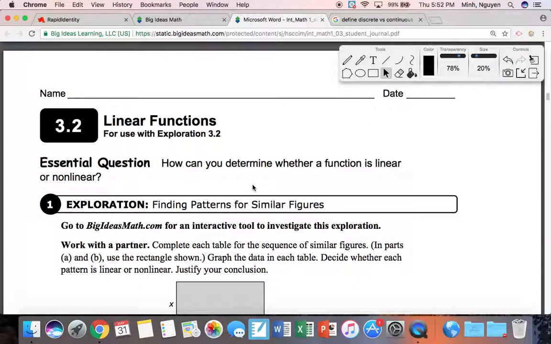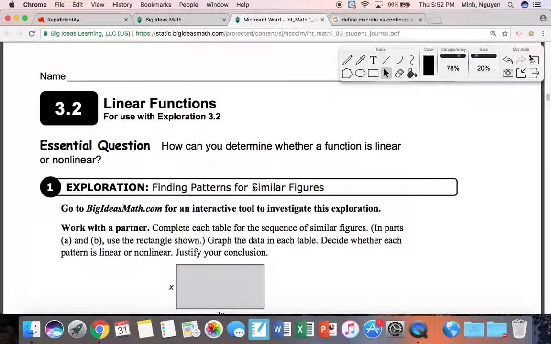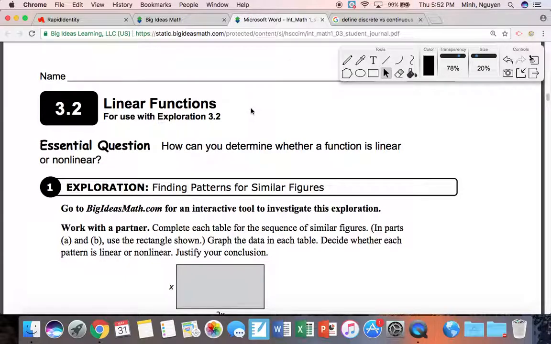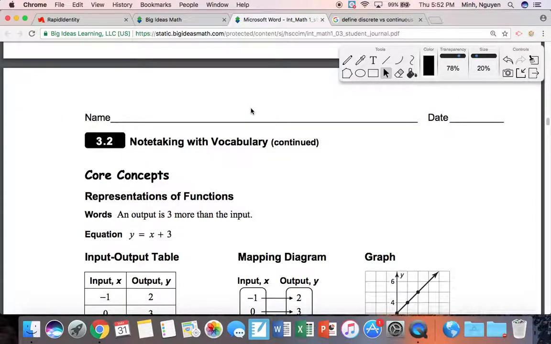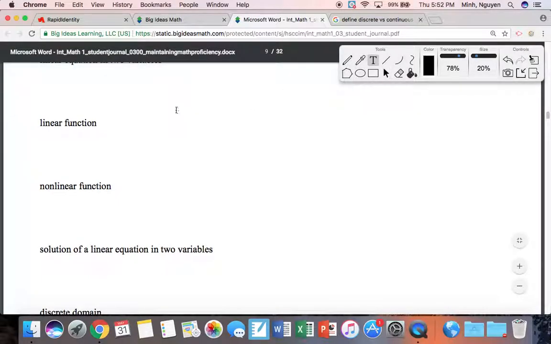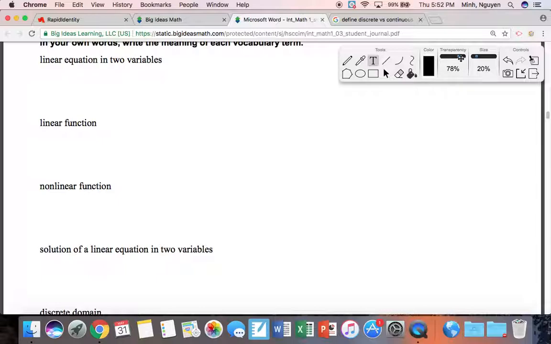Hey guys, so we're on page 64 of your student journal, starting section 3.2, linear functions. How can you determine whether a function is linear or nonlinear? That question is really just asking you, how can you tell the difference between something that's a line and something that's not a line? In a picture, it's very simple, right? But in other representations, it's not always that simple.